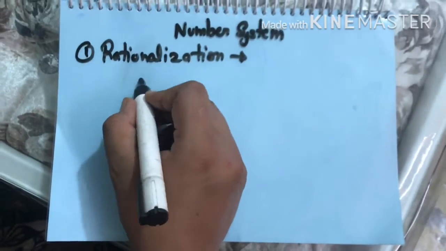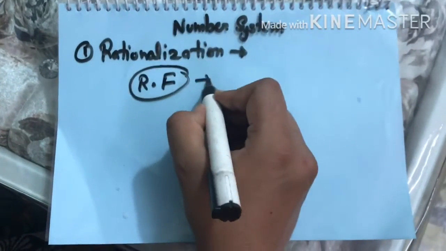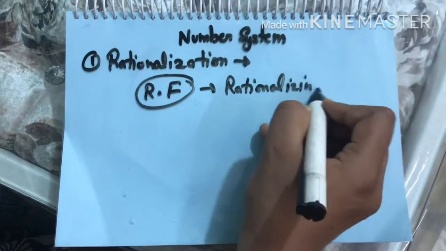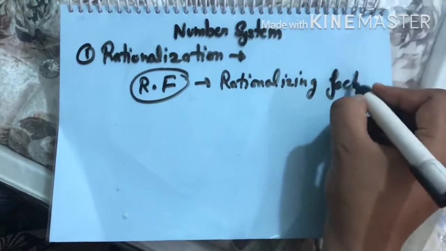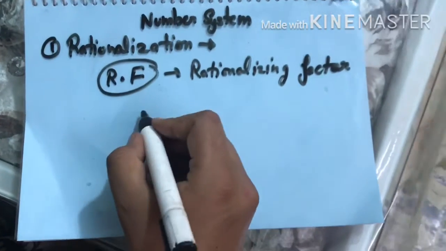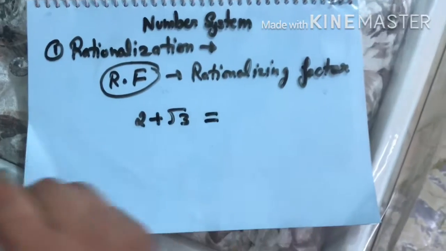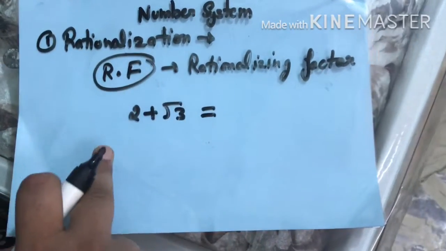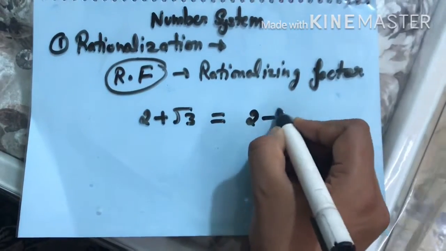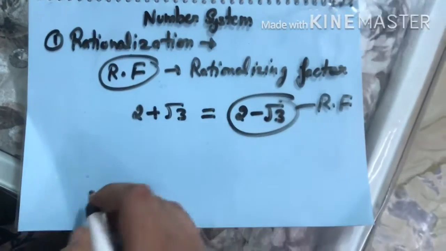Before that, we have to study a term called RF, basically the rationalizing factor. Suppose we have the number 2 plus root 3. What is its rationalizing factor? Its rationalizing factor becomes 2 minus root 3. So that is the rationalizing factor.